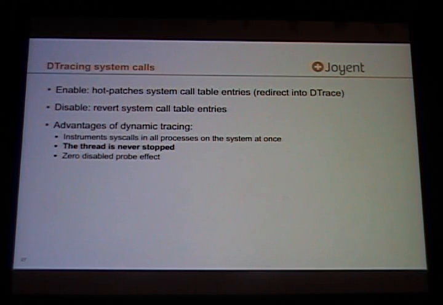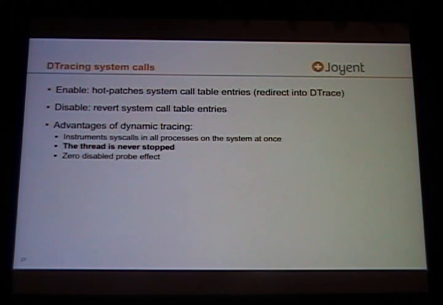Remember, each of these probes is doing something very quick. It's like gathering a timestamp, right? This is a very lightweight operation. Important pieces here are that there's zero disabled probe effect, because when DTrace is not enabled, the system calls are running as normal. And there's minimal effect when enabled, because we're just calling a different kernel function, which is gathering additional information. At no point is the thread stopped.